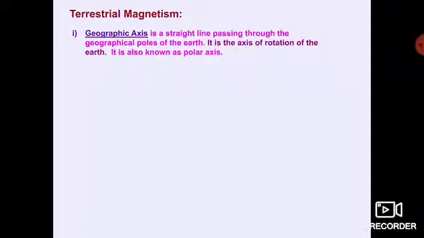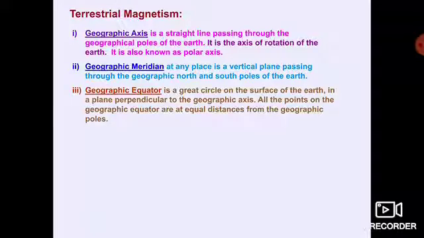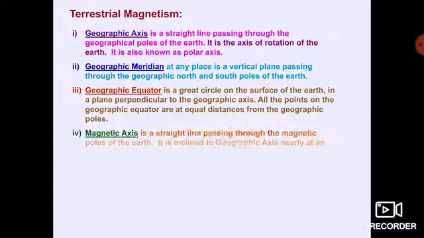First we talk about the geographic axis. What is the geographic axis? It is a straight line passing through the geographical poles of the Earth. It is the axis of rotation of the Earth, also known as the polar axis. Geographic meridian at any place is a vertical plane passing through the geographic axis, the north and south poles of the Earth. Geographic equator is a great circle on the surface of the Earth in a plane perpendicular to the geographic axis. All the points on the geographic equator are at equal distance from the geographic poles.